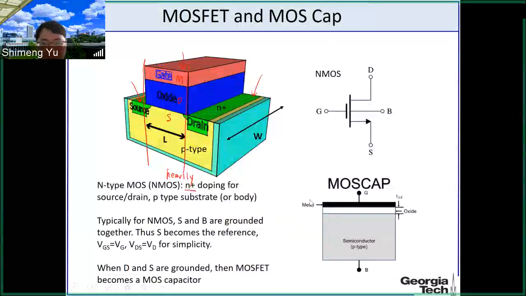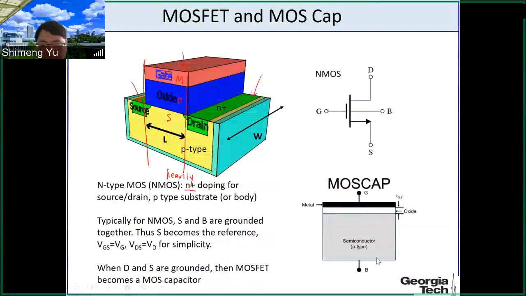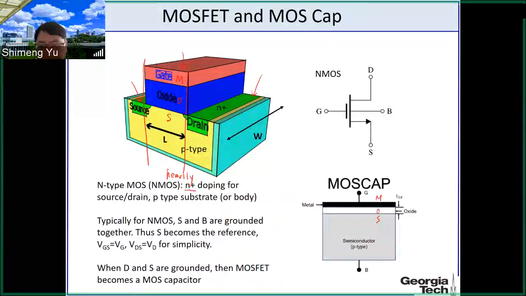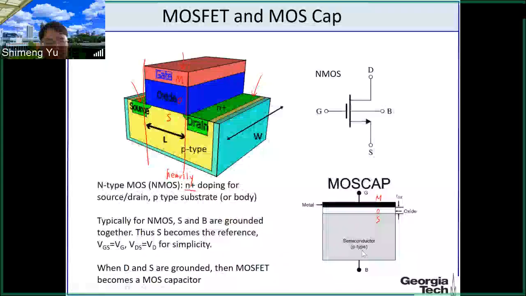For the MOS cap, if you look at the cross-sectional view of this structure, it's like a plate capacitor. You have two plates. One is the metal gate plate. The other plate is the silicon substrate. And the oxide is the insulator in between. This is the NMOS cap, because the substrate is P-type. Any questions here?